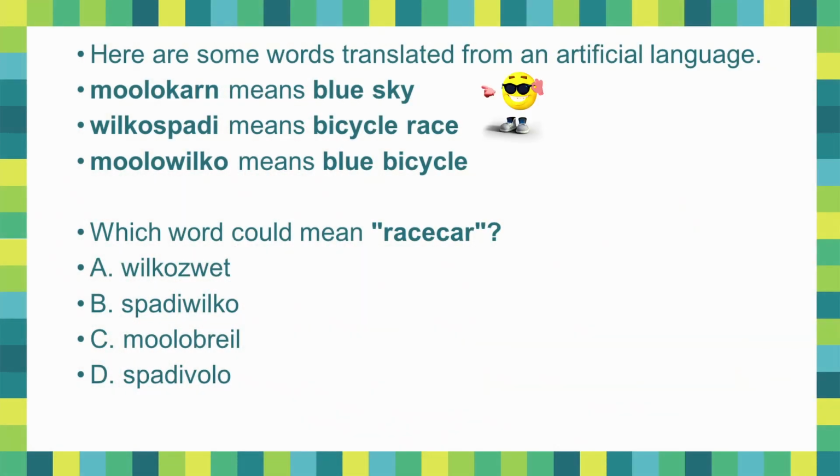Now, here's another example. The question is, here are some words translated from an artificial language. So, mulokorn means blue sky, ulkospedi means bicycle race, and mulowilko means blue bicycle. Which word could mean race car? Is it wilkoswet? Is it spedivilko? Is it mulobril? Or is it spedivolo? Let's examine the word parts. As you are examining the word parts, remember to ask yourselves these questions: which word part means what?